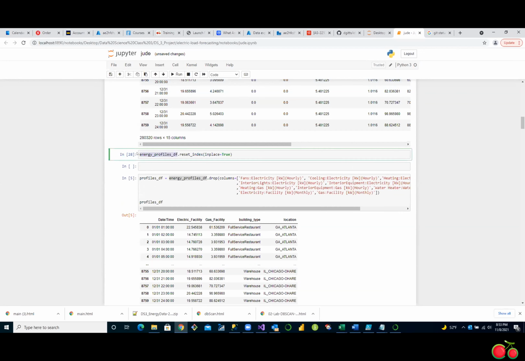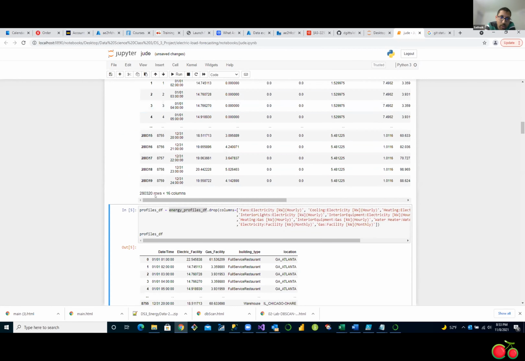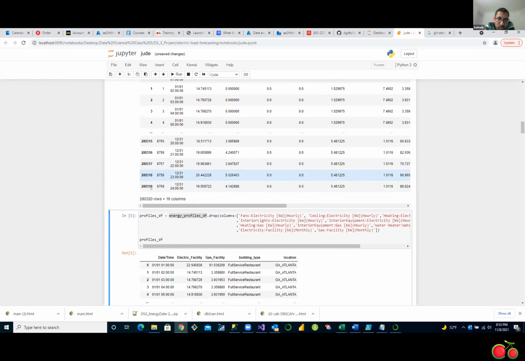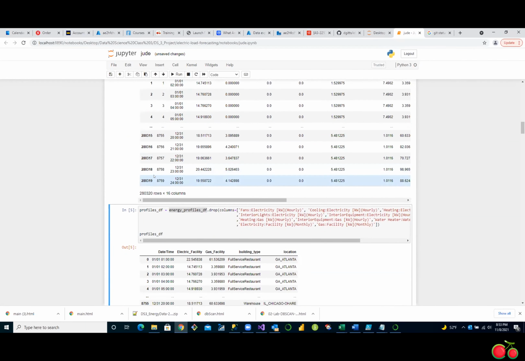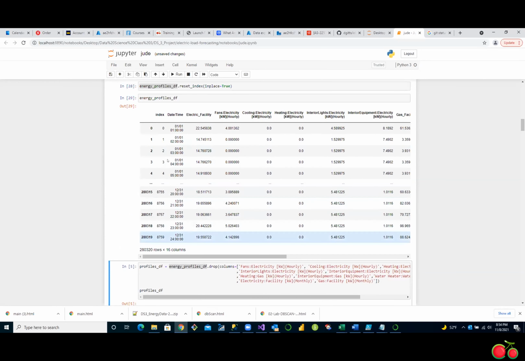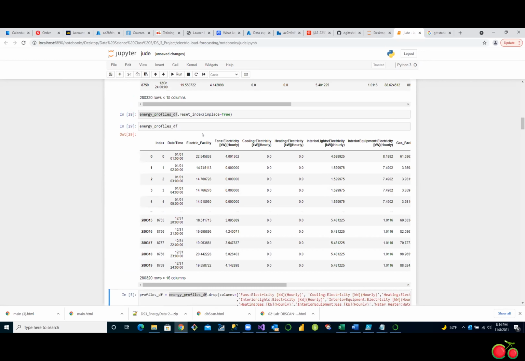But here what will happen is the index will form a new column. The old index column will form a new column, with the old index values. So you have the new index which says 280,319, right? But the problem is the old index values are now put up as an index column. So you have to drop that column as well. Drop this column. And then you will have a nice index.